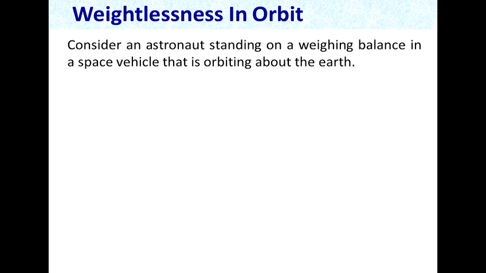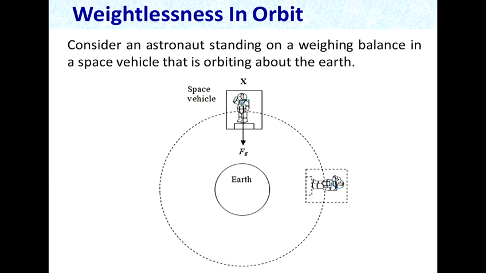So we have an astronaut inside a space vehicle orbiting about Earth. This astronaut wants to weigh himself, so he stands on top of a weighing balance. Astronaut inside the space vehicle, and here's the weighing balance. Now let's consider the three objects, the space vehicle, the weighing balance, and astronaut as one body. So this whole thing as one system is orbiting around Earth.